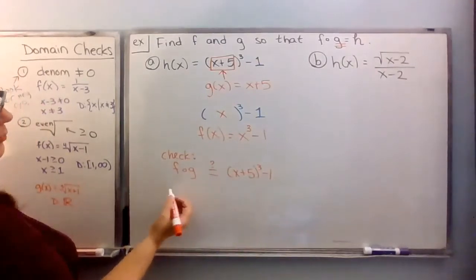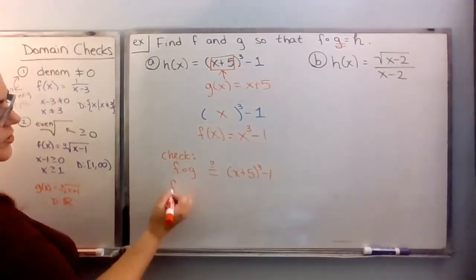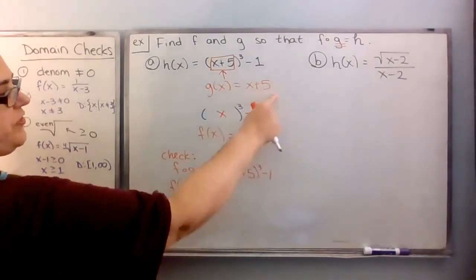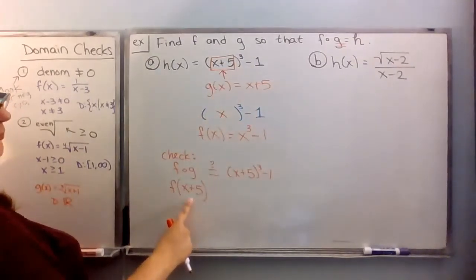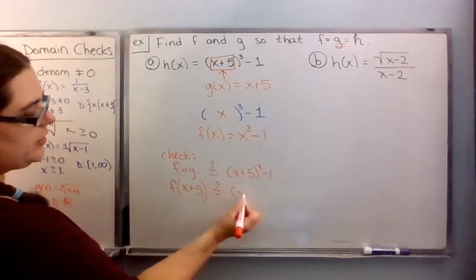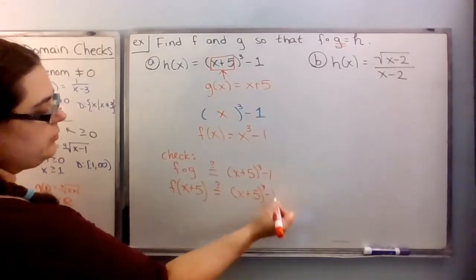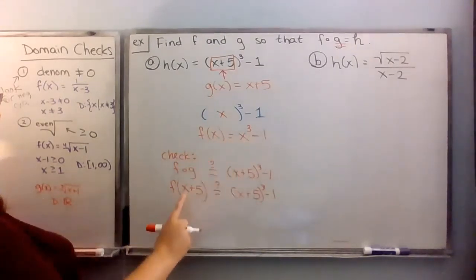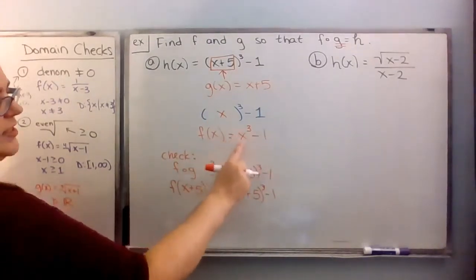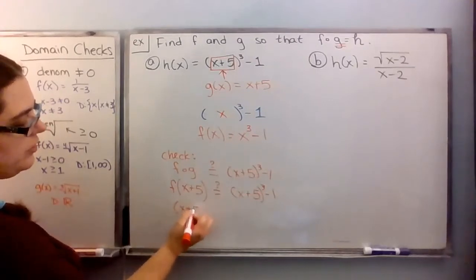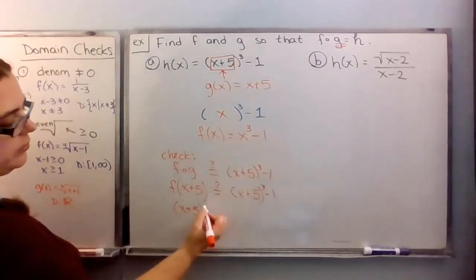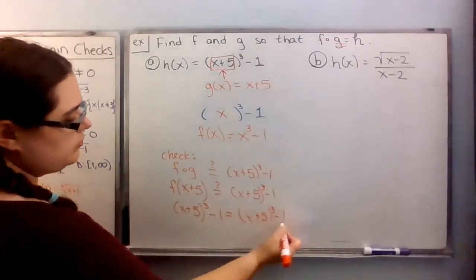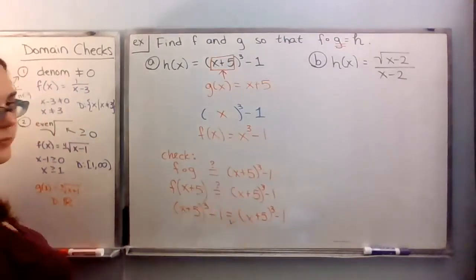Well, g is on the inside, so this is going to be f of x plus 5. Okay, so x plus 5 was our g of x, that goes on the inside. Does that equal x plus 5 cubed minus 1? So now this means I take my function f, and anywhere I see an x, I replace it with x plus 5. So I'm going to replace this x with x plus 5, cube it, and subtract 1. And it worked out. Hooray.